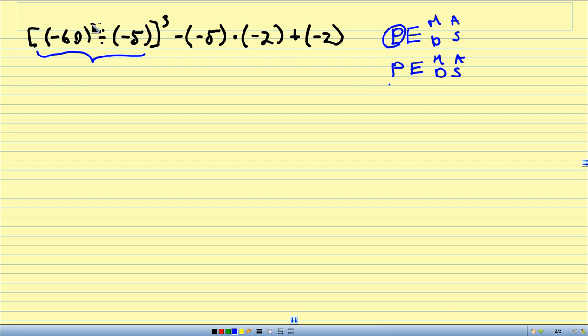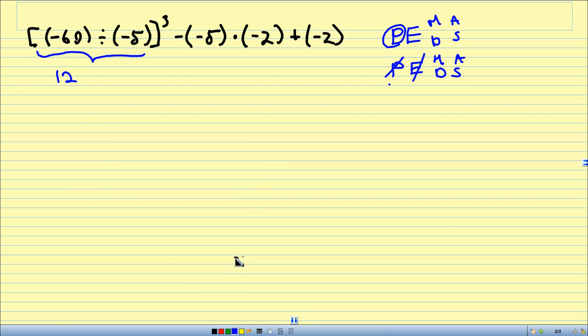Now, for this one, I really don't need to, but I'm just going to do it because it's good practice. Are there any parentheses that need simplification on the inside? No, I've got negative 60. I got negative 5. Both of them, I really can't simplify the inside, so I'm fine. Do I have exponents on the inside? No, I don't. Do I have any multiplication or division on the inside? Yes, I do. Negative 60 divided by negative 5. So I'm going to end up doing that.